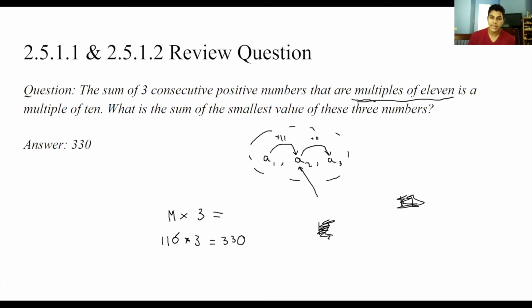So that's where I got the second number from. I needed to figure out the smallest number that was a multiple of 11, because it specifically says that these three positive numbers are multiples of 11. I need to figure out the smallest number that was a multiple of 11 that was also a multiple of 10. And the smallest number that fit that definition was 110. So that's how I figured out what the middle number was in the smallest sum of these three numbers. And since the middle number is our median, and it's the sum of three consecutive numbers, then when I multiply 110 by 3, that's going to give me 330 as the final answer, as the smallest value of the sum of these three numbers.